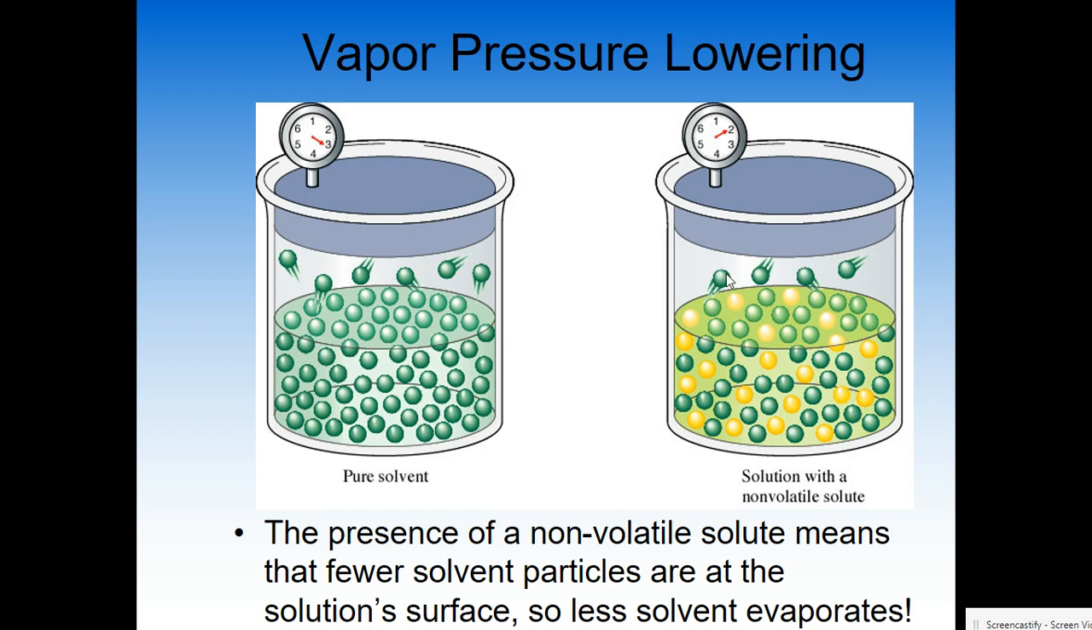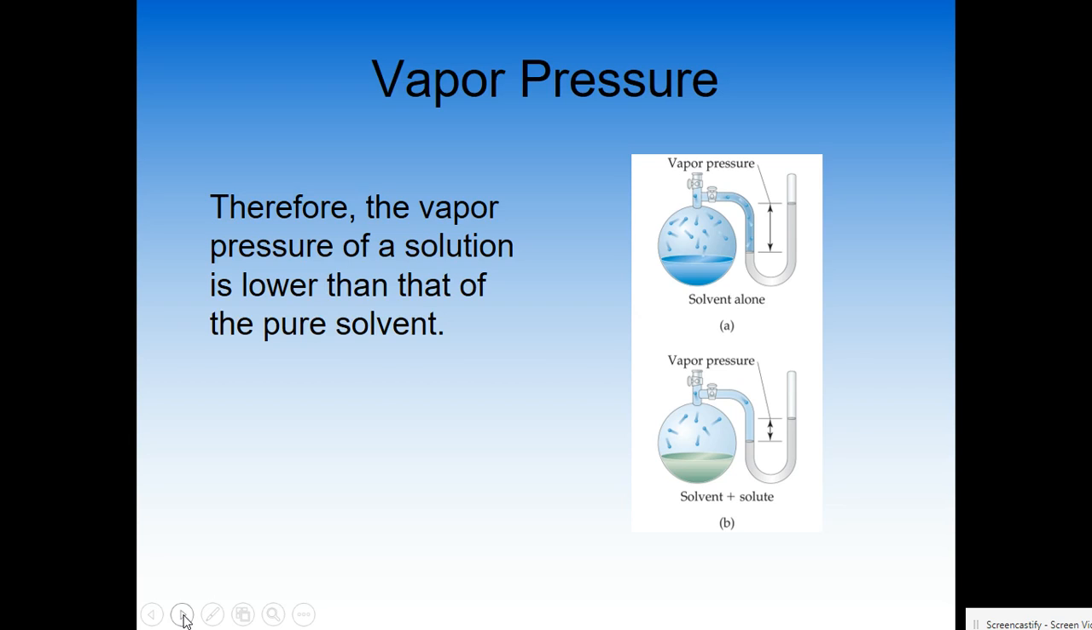As a result, fewer of the solvent, the green particles, are actually able to escape and turn into a vapor. So the vapor pressure, the pressure of that vapor, is lower, and it's more difficult for the solvent to evaporate when you have a solution. So whenever we have a solution, the vapor pressure of the solution will be lower than that of the pure solvent as a result.